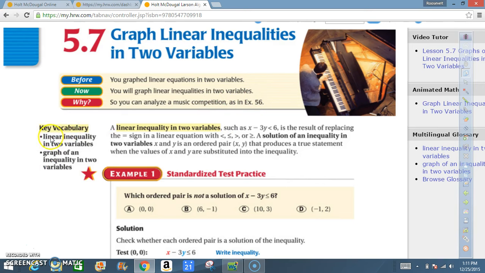Key vocabulary: linear inequalities in two variables, graph of an inequality in two variables. A linear inequality in two variables, such as x minus 3y is less than 6, is the result of replacing the equal sign in a linear equation with less than or equal to, greater than, or greater than or equal to. A solution of an inequality in two variables, x and y, is an ordered pair, x and y, that produces a true statement when the values of x and y are substituted into the inequality.